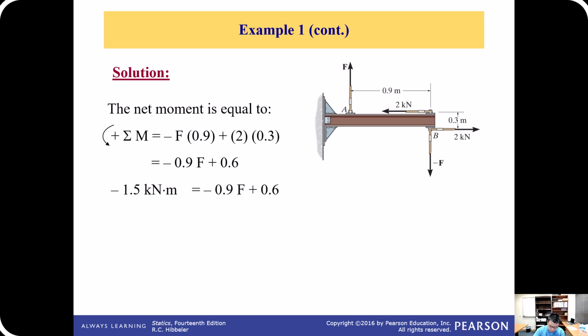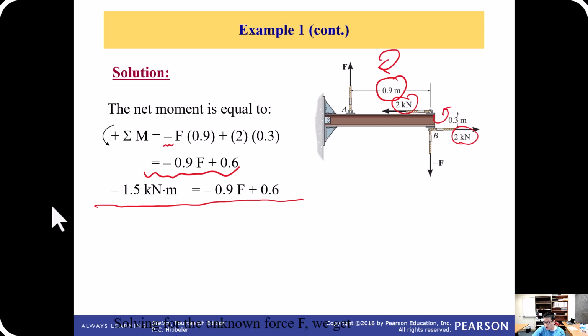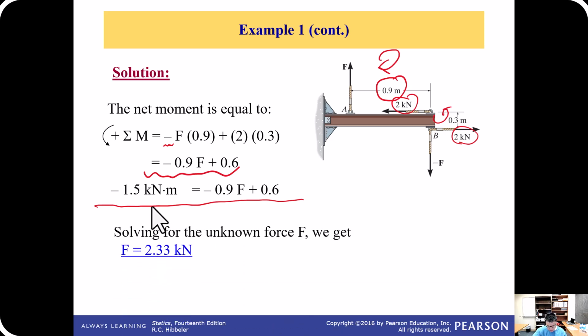So the net moment is equal to the sum of the moments: F times 0.9, the distance between the two forces, and this couple is clockwise, so that's why we put the negative. And for the 2 kilonewton force, the distance is 0.3 meter. The couple moment will be 2 times 0.3, and the direction will be positive, because this couple is counterclockwise. Which means negative 0.9 times F plus 0.6 equals negative 1.5, because we want the resultant couple to be 1.5 negative. That's why we have this equation. After we solve the equation, we find F will be 2.33 kilonewton. Okay, that's how we solve this problem.